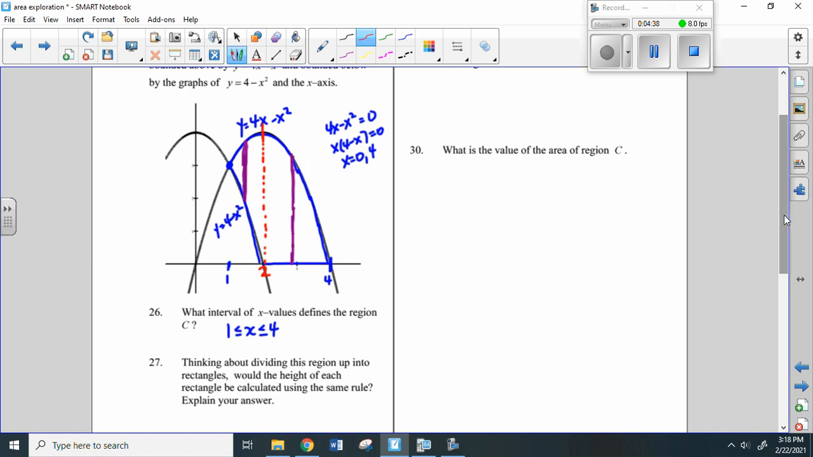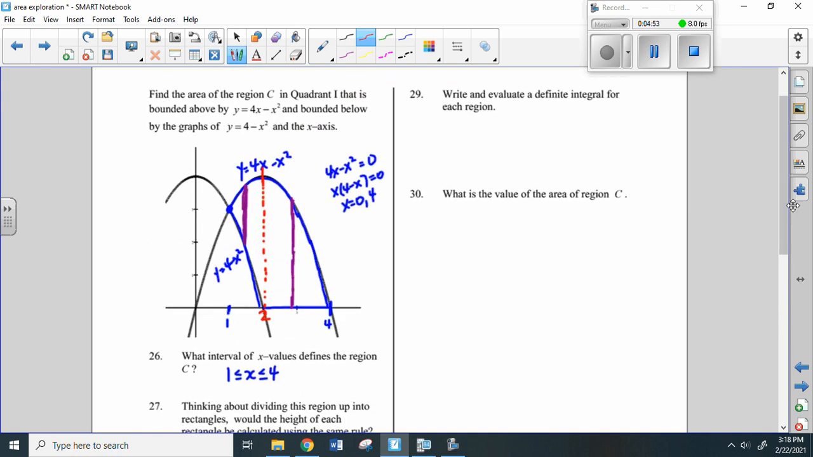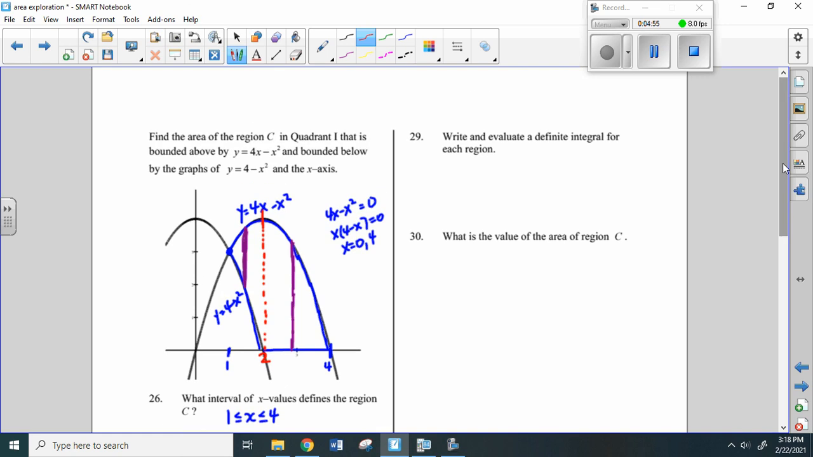That's what question 28 is asking. What are the x values of those 2 regions? I've got to have one region that goes from 1 to 2 and another region that goes from 2 to 4. Those are my x values. Which means I'm going to have 2 very different integrals, and then I'm going to add them together.